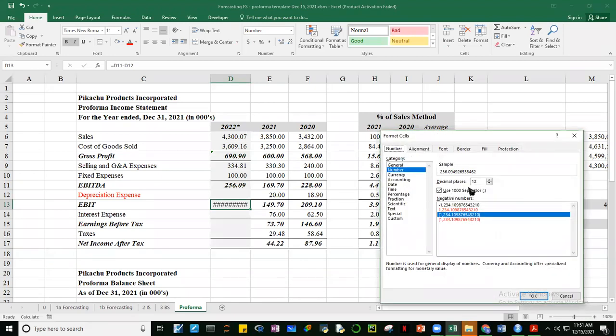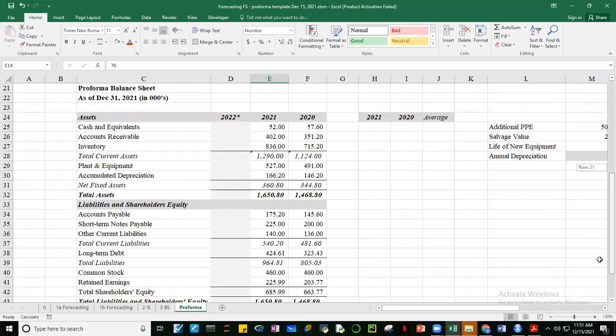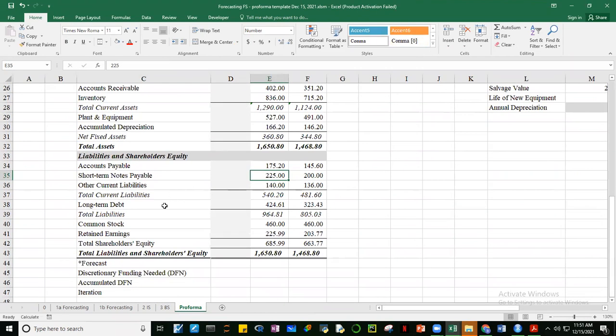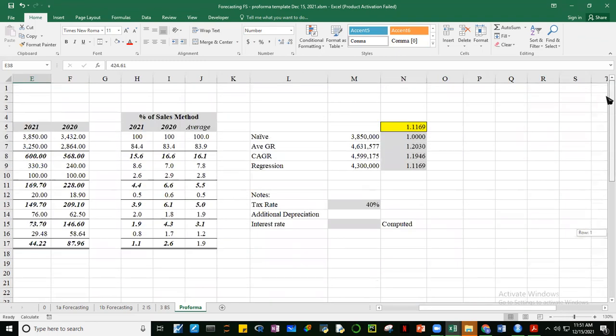Control 1, bakit ba naging 12 decimal places? Nag-default siya sa 12, okay? 2 decimal places lang. Okay, so i-compute natin guys yung interest expense. 76, dito galing to siya. Di ba ang pagagalingan ng interest expense will be itong short-term notes payable at saka itong long-term debt. Itong dalawang to. So the source of your interest expense will be the short-term notes payable and the long-term debt. So let's get the ratio of this, guys.